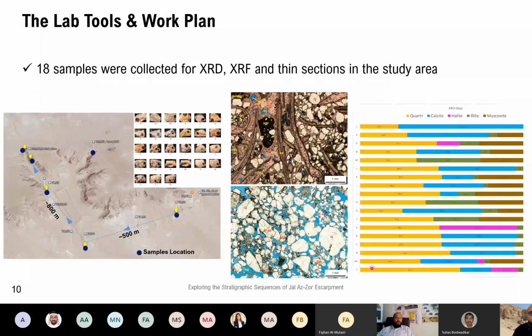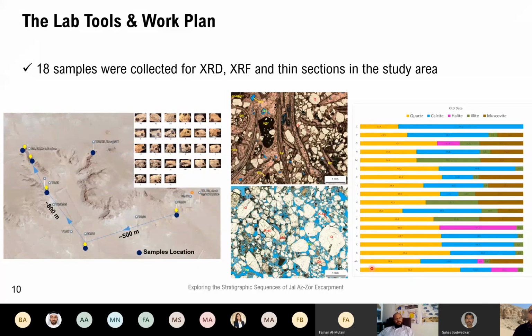The second part of the work, which is the field work, you can see on the left side of the slide, where we have taken the samples. The samples have been taken down from the wadi, if we can call it a wadi. This is where we decided to consider it as a group and the type locality of the exposed rock in Jal Az-Zor, where we can see from the base or the bottom of the wadi up to the top of the wadi.